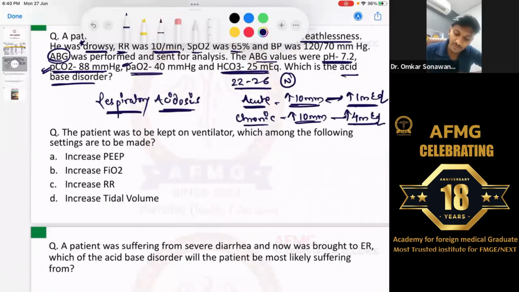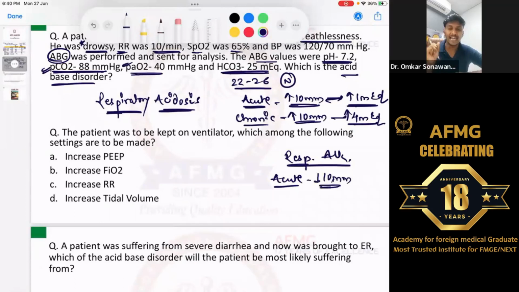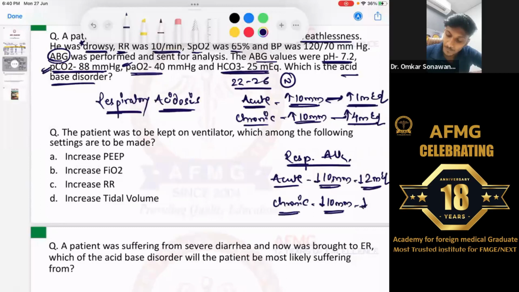If the patient is suffering from respiratory alkalosis, please remember, in acute respiratory alkalosis, every 10 mm of Hg decrease in PCO2 value will decrease the bicarbonate value by 2 milliequivalents per liter. Whereas in chronic respiratory alkalosis, every 10 mm decrease in PCO2 value will decrease the bicarbonate value by 4 milliequivalents per liter. Okay. So please remember, no issues with this.